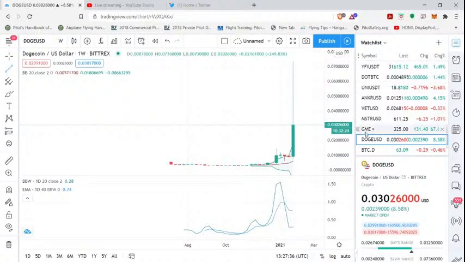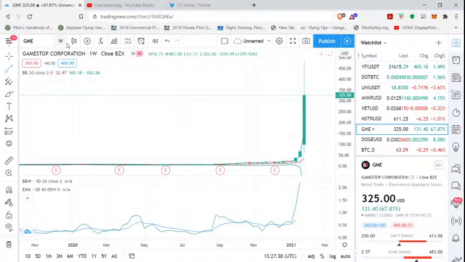Let's go back to GME for a second. I'm going to go to the weekly. Oh, that was the weekly. This was the weekly. It's still holding its own on the weekly. You might want to keep diamond hands on this one, although that wick is pretty strong. There's a lot of dumping going on there. Last Friday, a lot of people dumped. So, I don't know.